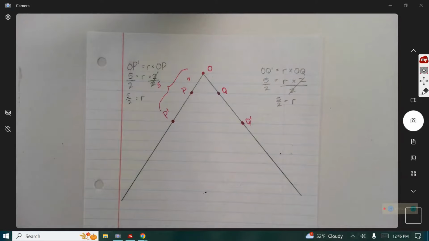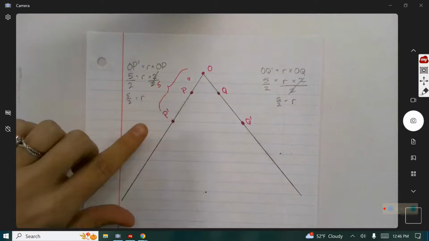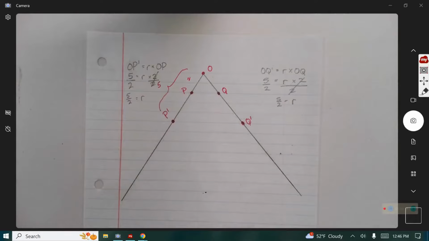Now we can determine the image of a segment by using lined paper. We can see what happens to a regular segment, PQ, under a dilation. Where do you think the image of a third point would be under the same dilation centered at O with a scale factor of 5 over 2?